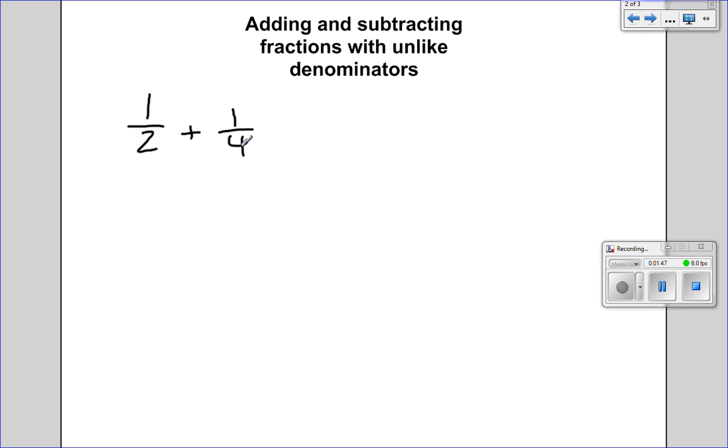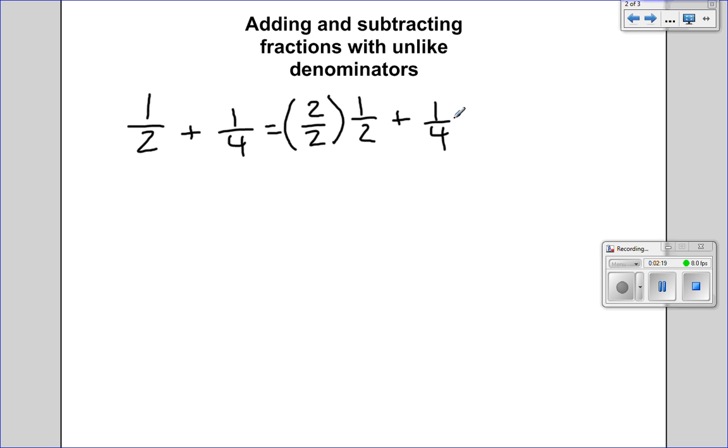Now 4 goes into 4 just once, so we don't need to change the 4. But this 2 goes into 4 twice, so I actually need to take the 1/2 and multiply it by 2 over 2. So 1/2 times 2 over 2, and then plus the 1/4, which is already under 4. And if you think about this process, this is legitimate because 2 over 2 really equals 1, and it's okay to multiply anything by 1 because it stays the same technically.